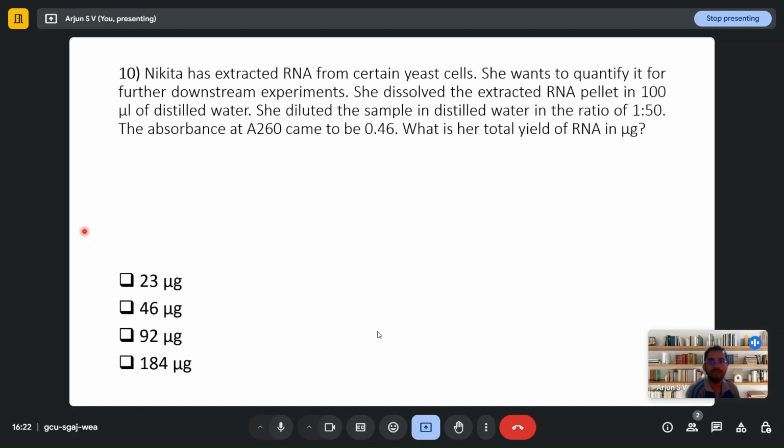She diluted the sample in distilled water in the ratio of 1:50. The absorbance at 260 nanometer came to be 0.46. What is her total yield of RNA in microgram?